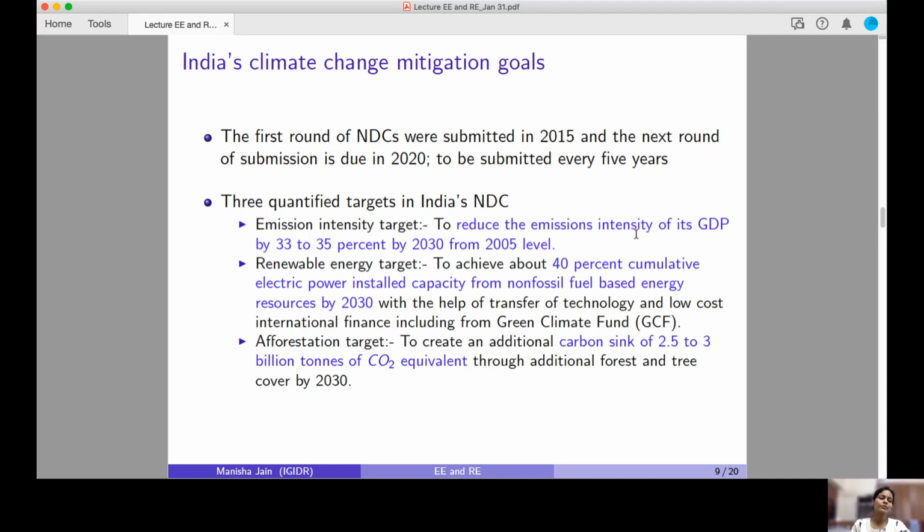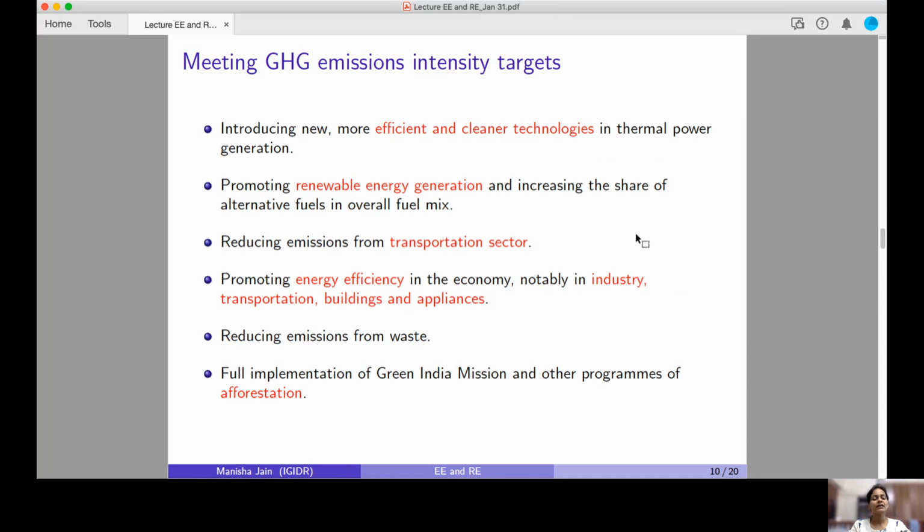When you look at it in CO2 equivalent terms, the carbon dioxide share is around 70%. And this is the only gas which is increasing at a much faster rate than any other gas. That is why it becomes important to look at how we can reduce carbon dioxide to reduce our emissions intensity. When we see in the NDC the measures, the ways that we as a country are thinking of meeting this target, we see that we're talking about efficient and cleaner technologies, renewable energy, the transportation sector, energy efficiency in industries, transport, and so on. So the focus is on E and RE. And of course, reducing emissions from waste and afforestation is also there.